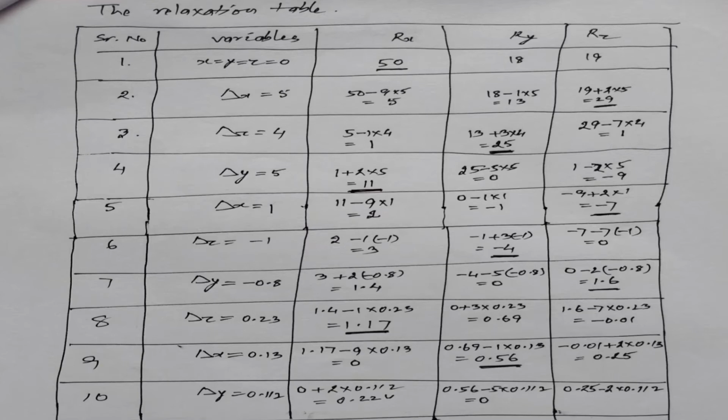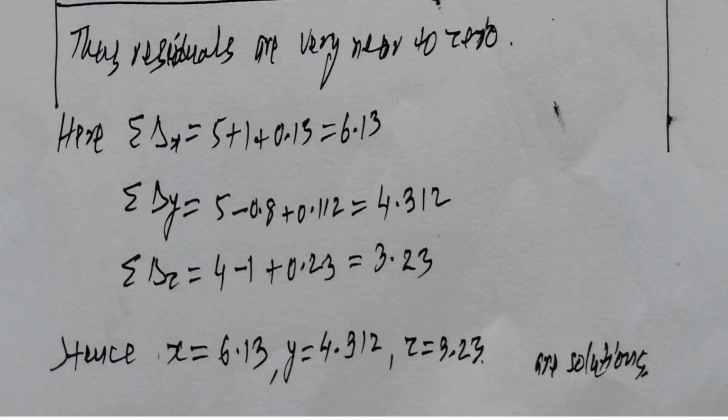Now we see that residuals Rx, Ry, Rz are very small numbers. So we can add the values of delta x, delta y, and delta z. Thus residuals are very near to 0. So here sigma delta x equal to 5 plus 1 plus 0.13 equal to 6.13.